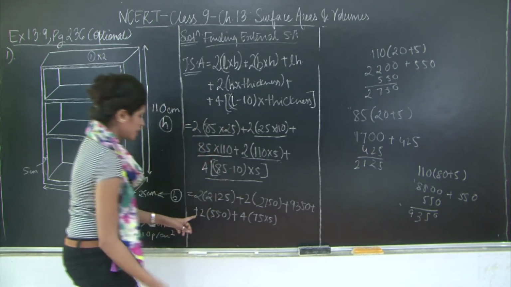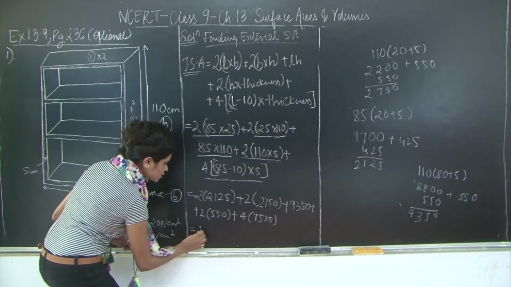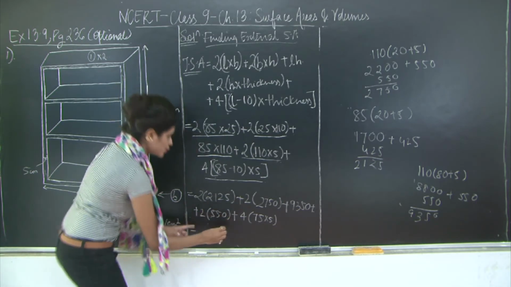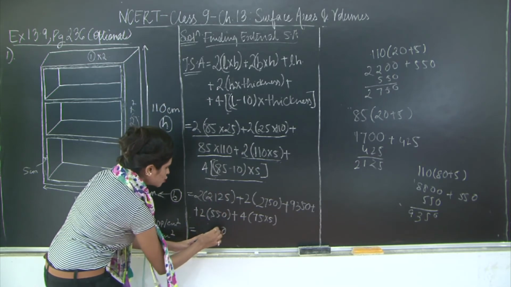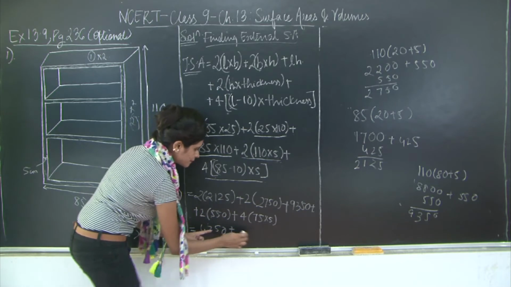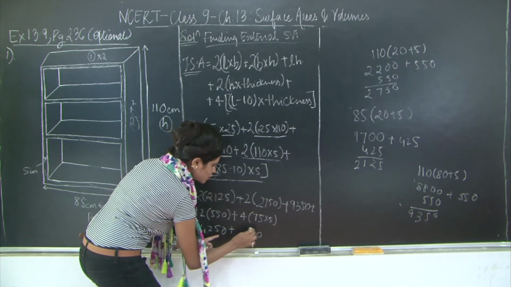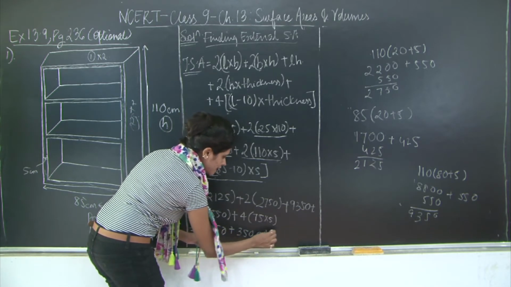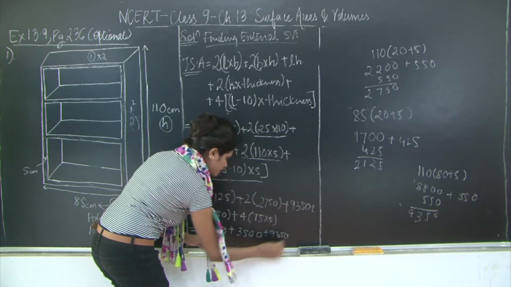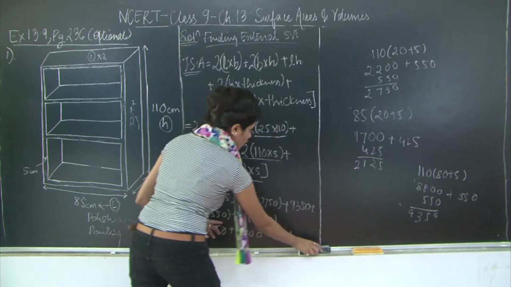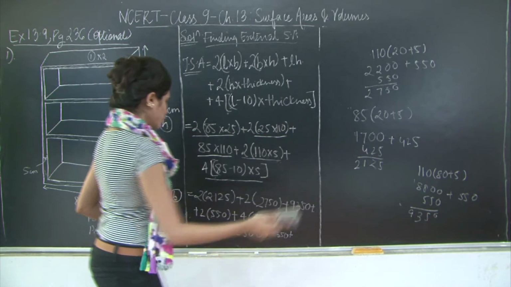So let's do the calculation further. This is going to be 2 into 2125. 2 5s are 10, 2 2s are 4, 5, 2 1s are 2, 2 2s are 4, plus 0, 2 5s are 10, 2 7s are 14, 15, 2 1s are 2, 3, plus 9350, plus, okay, so we are running short of space. Let me just continue on that side of the board.